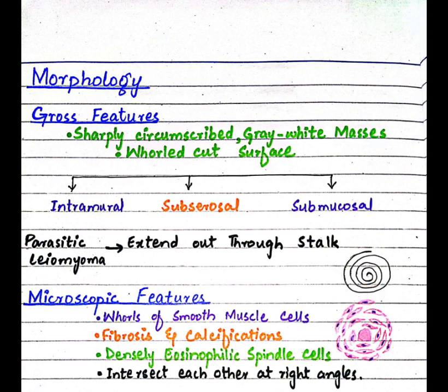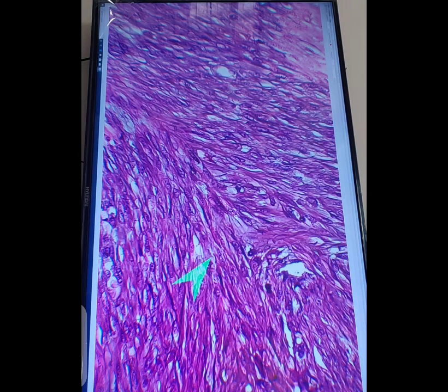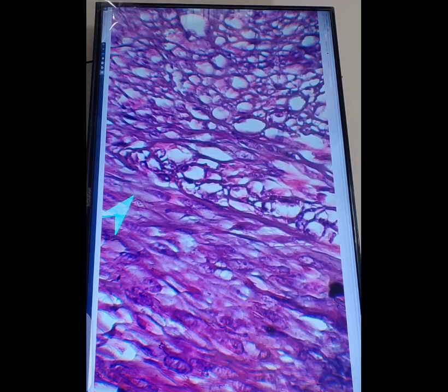around. The important thing in this leiomyoma is the intersecting fascicles, meaning that one muscle fascicle is in this fashion and the other is in this fashion. So the intersecting fascicles are 90 degrees to each other. And here you can see that there are spindle-shaped cells having oval to elongated nuclei and eosinophilic cytoplasm. And again, the muscle bundles are forming intersecting fascicles.